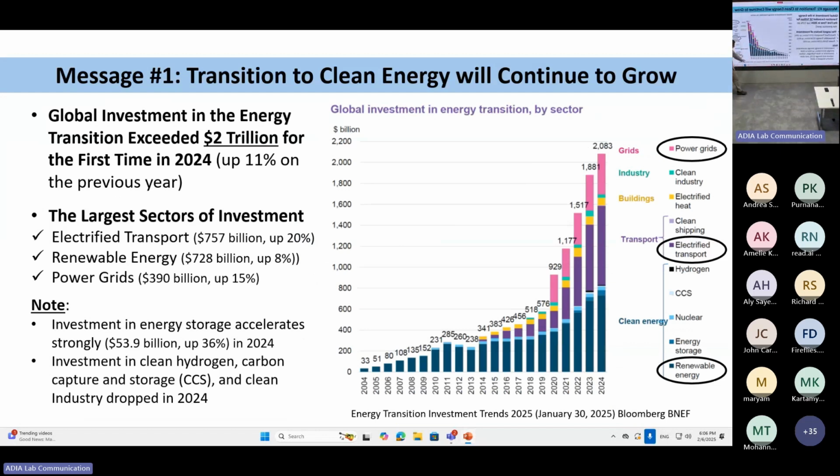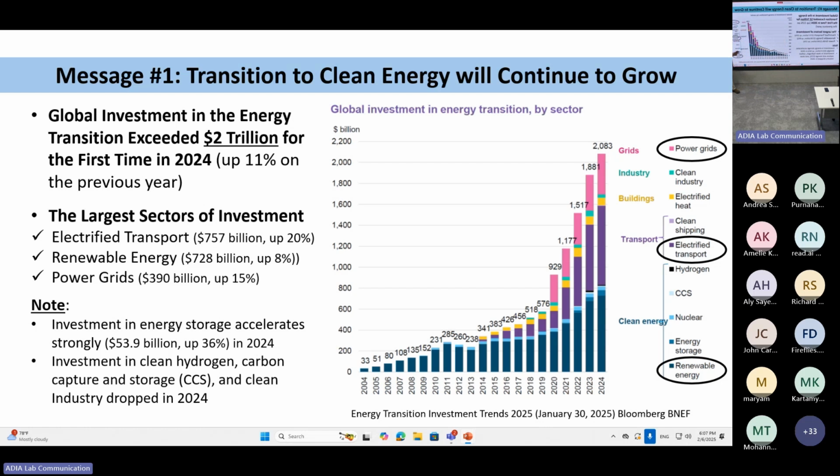This was just released a week ago by Bloomberg, showing the state of global investment in energy transition. For the first time, global investment in energy transition exceeded $2 trillion, up about 11% on the previous year. The largest sectors are renewable energy, electrified transportation, mostly EV, and power grid. I note here that although it's relatively small, investment in energy storage accelerated very strongly, 36% last year. In contrast, investment in clean hydrogen and carbon capture and storage saw a reduction.